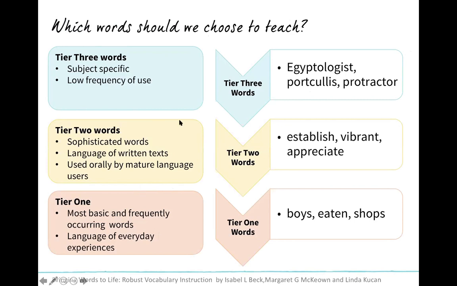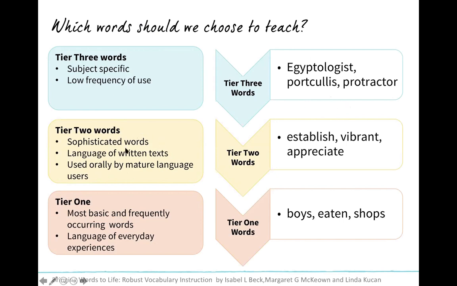So like William said there, we've got tier 3 words, which are subject specific, and they have a low frequency of use. You might not hear it elsewhere so much. So climate change as a concept might come in there. Climate, we might have industrial potentially, species. Tier 2 words are sophisticated words. They're used orally by mature language users. So we could say actually that species might sit in tier 2, because we might use it in conversation when we were talking to people. It's not necessarily specific to just one subject.